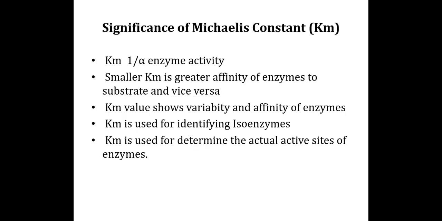What is the significance of the Michaelis constant? The Km value is inversely proportional to the enzyme activity. A smaller Km value shows higher enzyme activity, and a higher Km value shows lower enzyme activity. A smaller Km means greater affinity of the enzyme to the substrate, and vice versa. Km value shows variability and affinity of the enzymes. The Km value is used for identifying isoenzymes. The Km is also used to determine the actual active sites present in the enzymes.